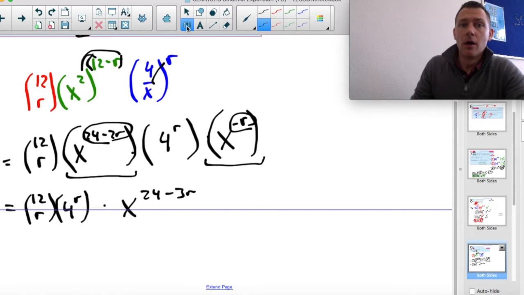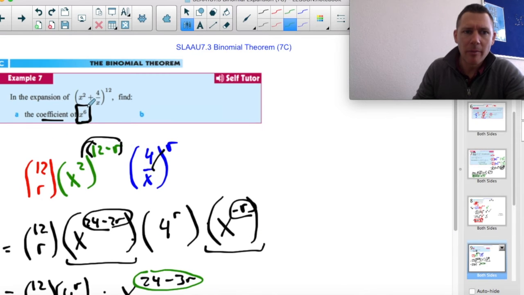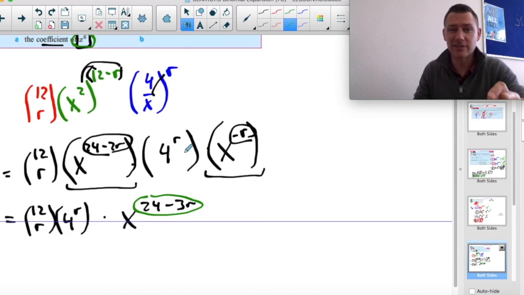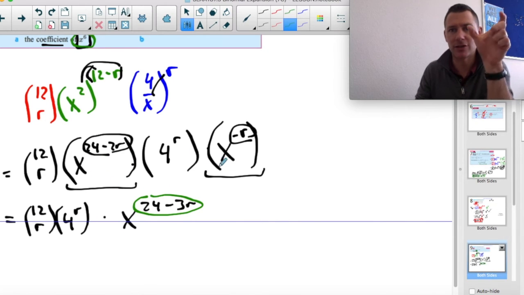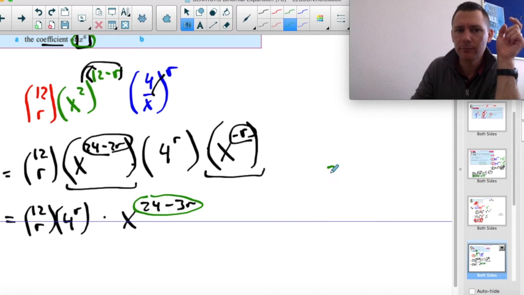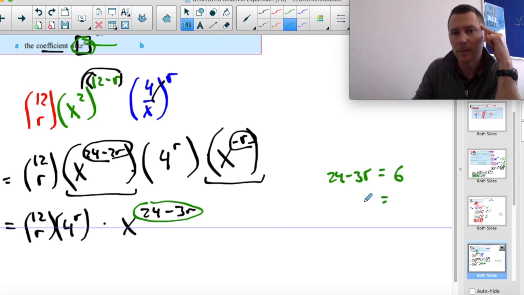Cool? Maybe. We want this exponent to be, let me remember, a 6. We want the x to have a 6 on it. We combined all the x's, so this is the only spot that x's showed up in our simplified term. So we want 24 minus 3r. I want that exponent to be 6. Look, I want that thing to be 6 right there. So set it equal to 6 and solve. You go minus 24 is negative 18, and then divide by negative 3 and you get 6.